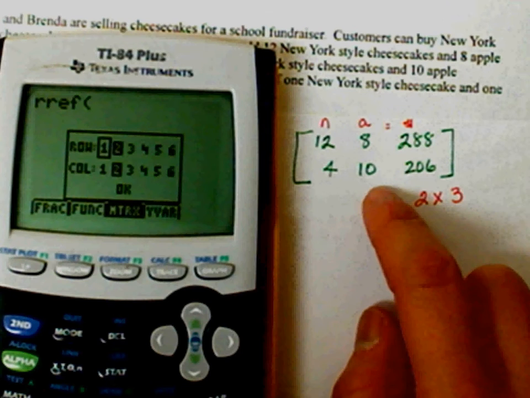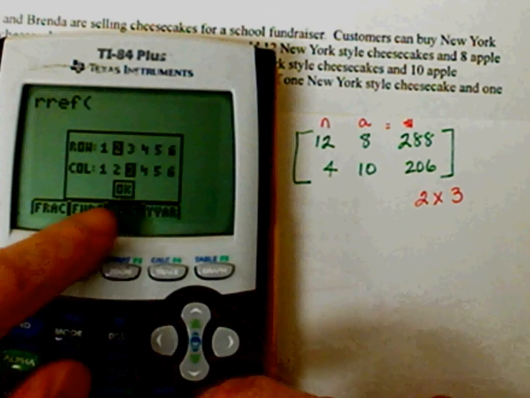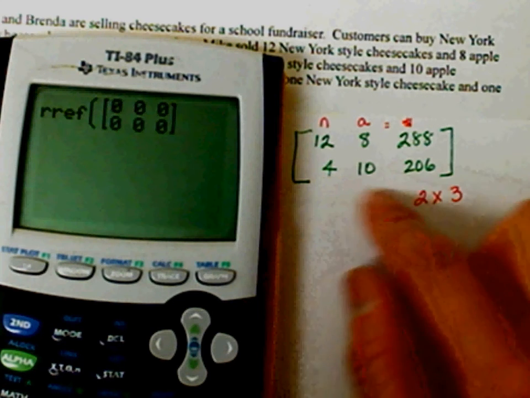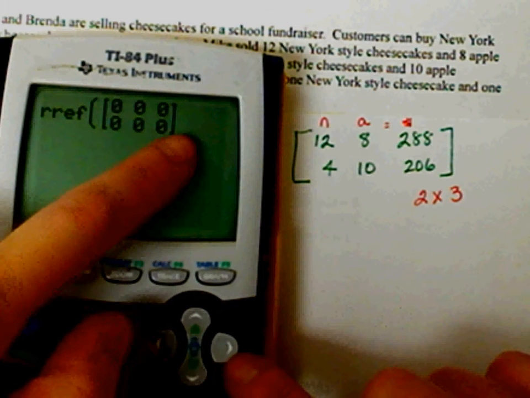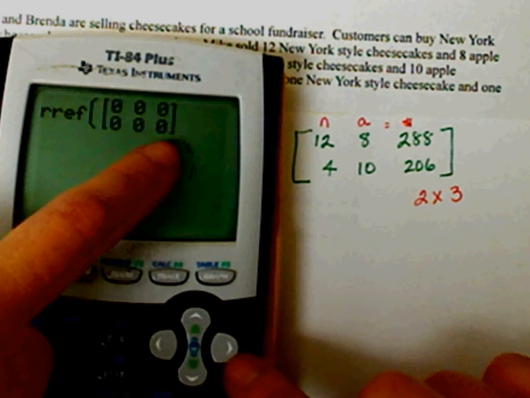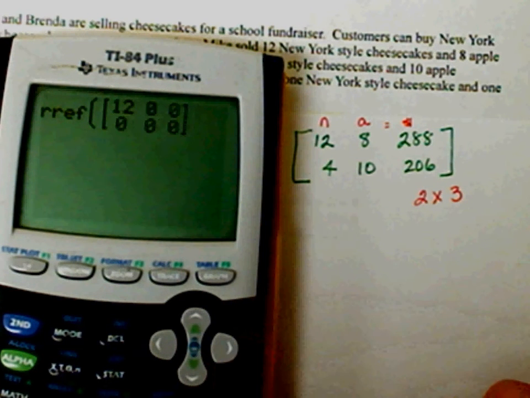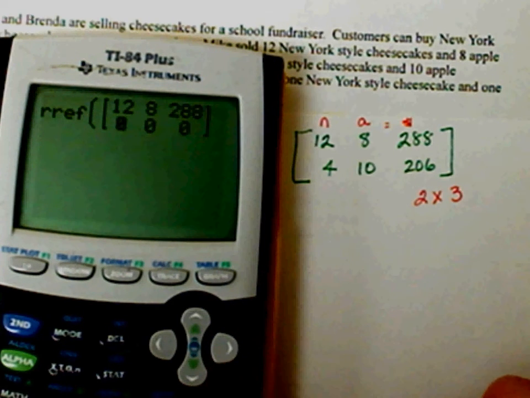Right click to 2 because I have 2 rows, enter. Down click to columns, I have 3, enter. Go to OK, notice the matrix is highlighted, and hit enter and see what comes up. As you are entering this information, make sure you use the right click until you get to the very end before you push enter. If you push enter anywhere along here until you get to the end, they're going to assume that's all zeros. So I'm going to enter 12, right click, see how it goes across, 8, right click, 288, right click, 4, right click, 10, right click, 206.